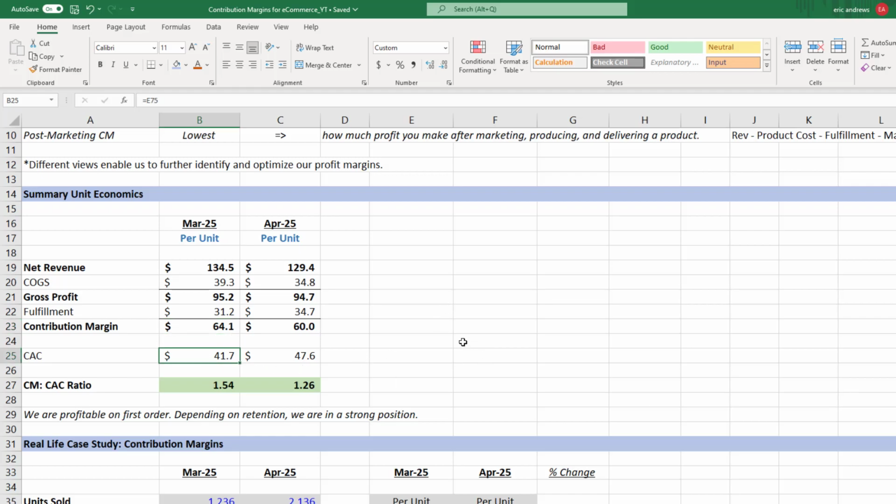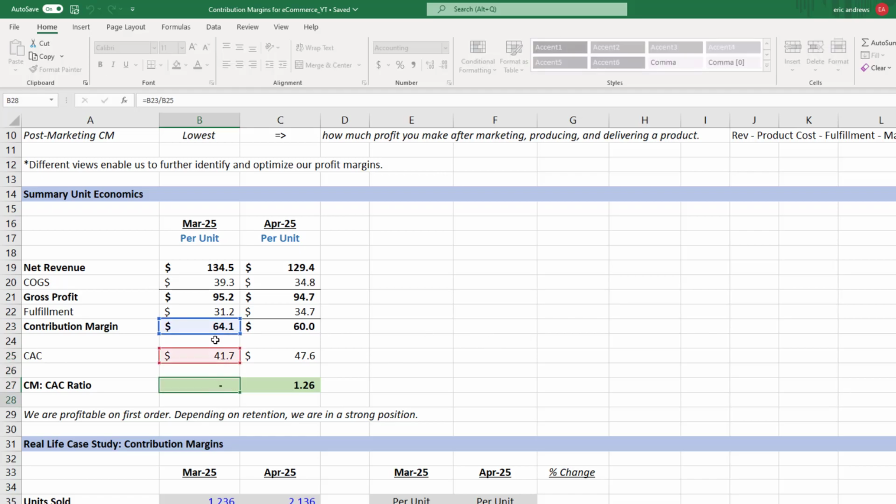So our next metric is CAC, which is your customer acquisition cost. And that is the average marketing cost that you invest to get one new customer to buy for the very first time. So we're saying that if we get a customer to buy, they generate $64 of contribution margin for us. We actually spend $42 on marketing to get them into the business. And so we have a profit.